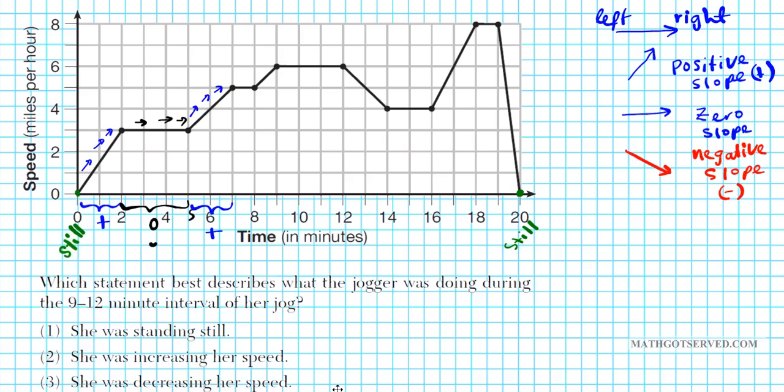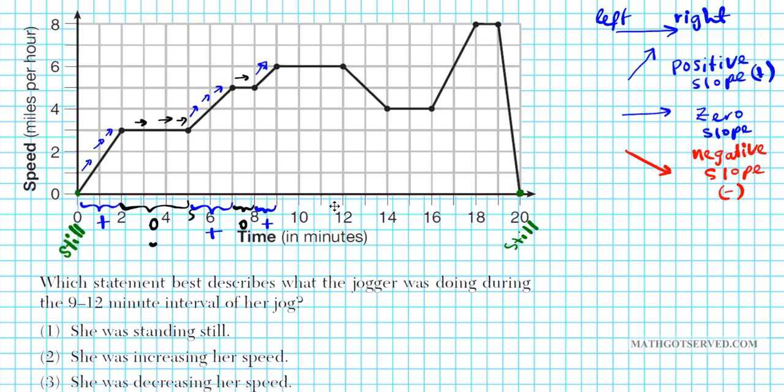What is happening from 7 to 8? From 7 to 8 it is horizontal or flat, which means you have 0 slope again. From 8 to 9, what's happening? It's going up. Why is the slope positive here? The slope is positive there because from left to right, the line is going up. So it's positive here, okay?